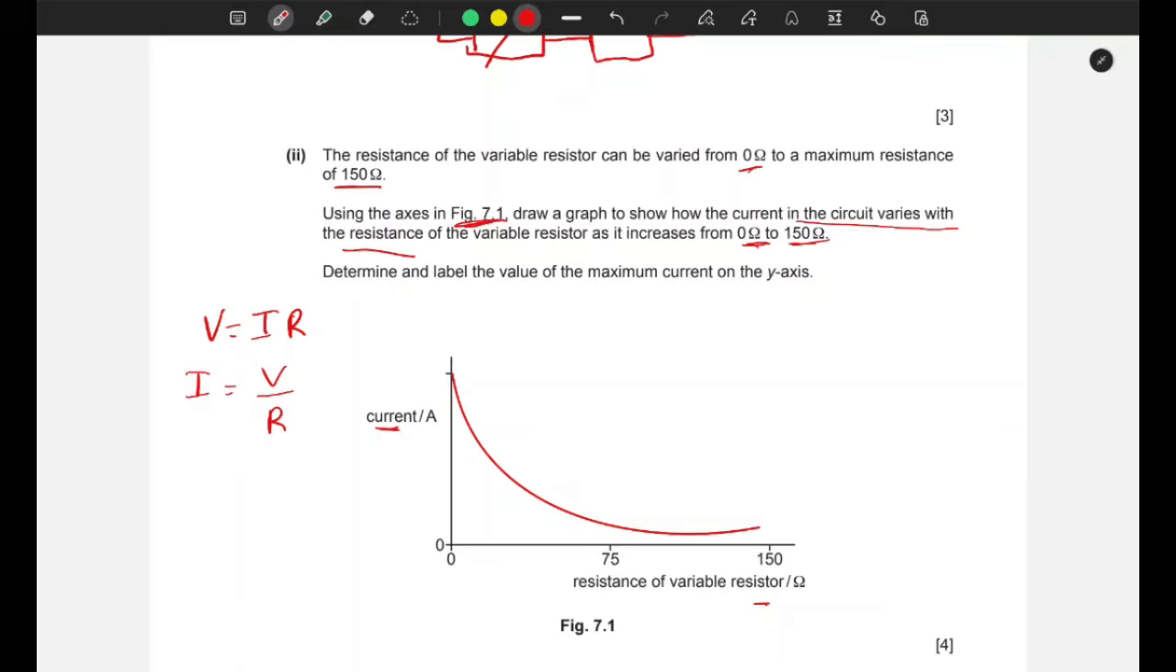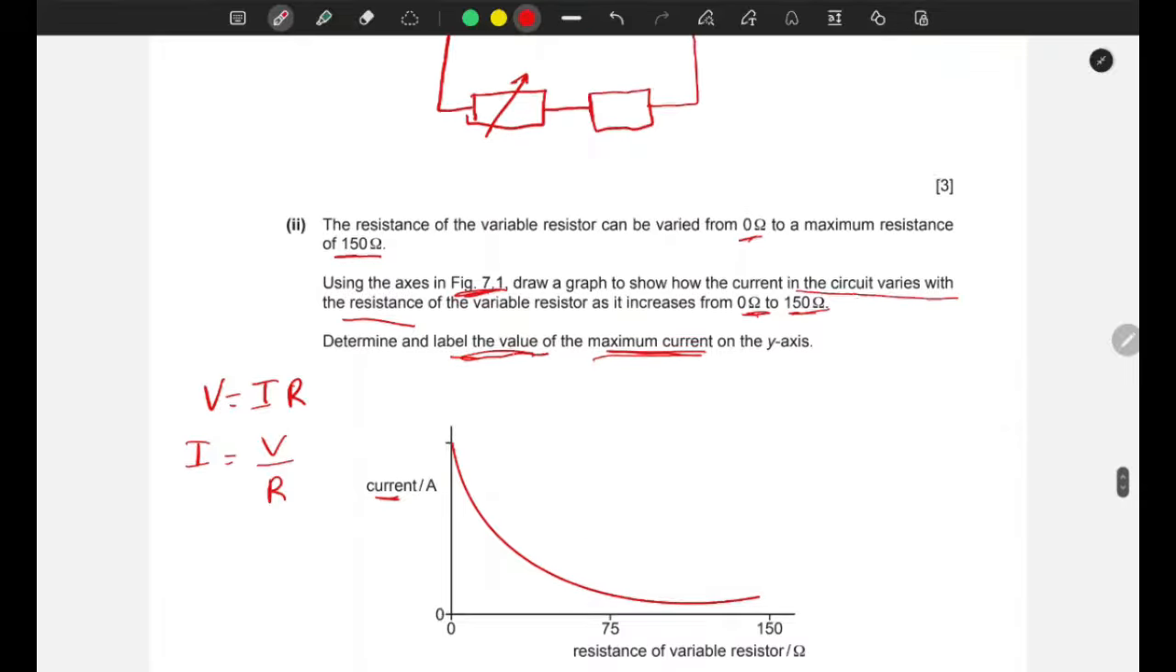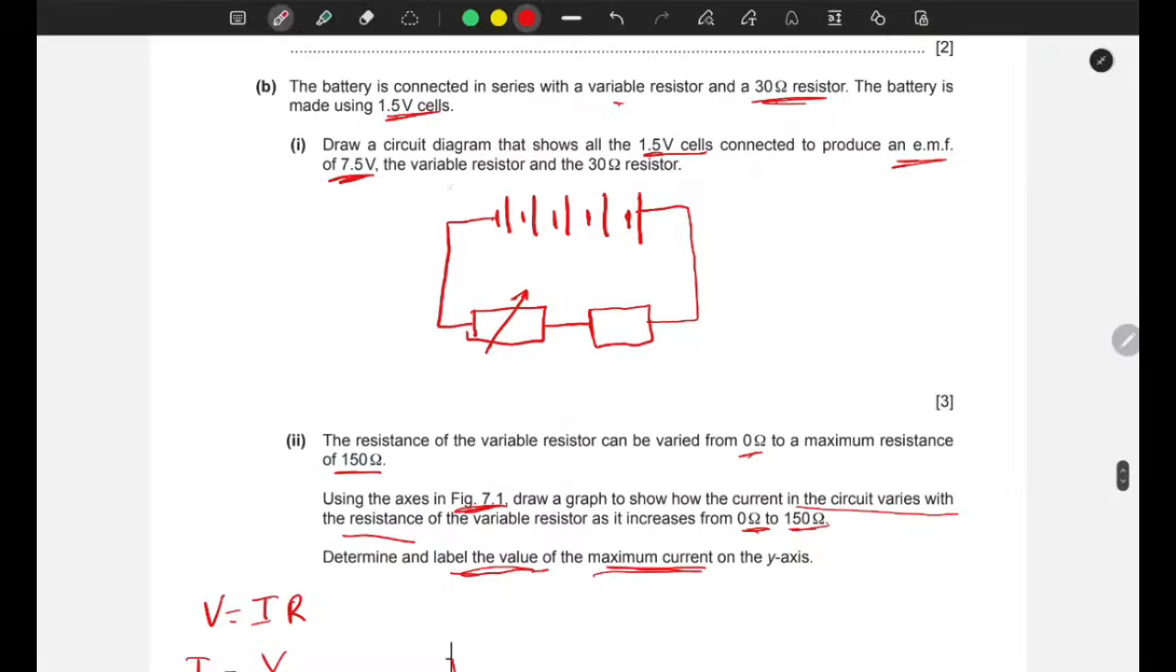After that, they also told us to determine and label the value of the maximum current. The maximum current is when the resistance of the variable resistor is 0, so it's going to be on the y-axis. When the value of the variable resistance is 0, let's go back to this diagram. We have 7.5 volts here in total. This is 0, but this is 30 ohms, as they told us. So the total resistance is going to be 30 plus 0, which is just 30.